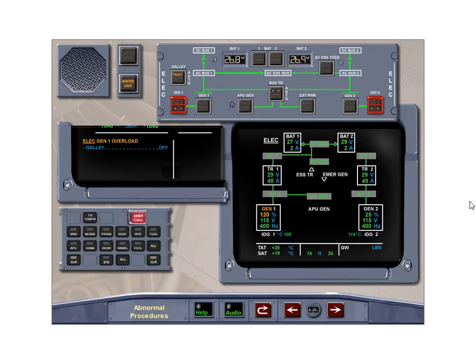If a generator load is above 100%, a generator overload fault will be triggered. The Generator 1 overload fault displays Generator 1 at 120% load. The ECAM action is to select the galley push-button switch to off, reducing the generator load. Touch the galley push-button switch to turn it off.